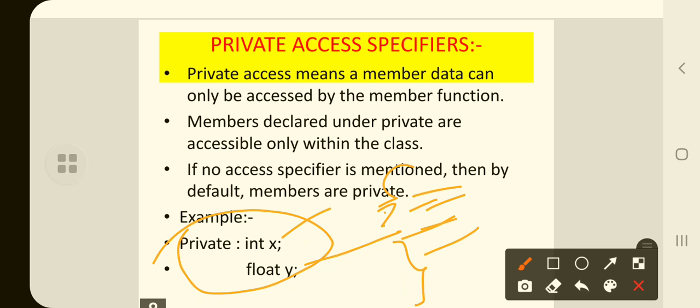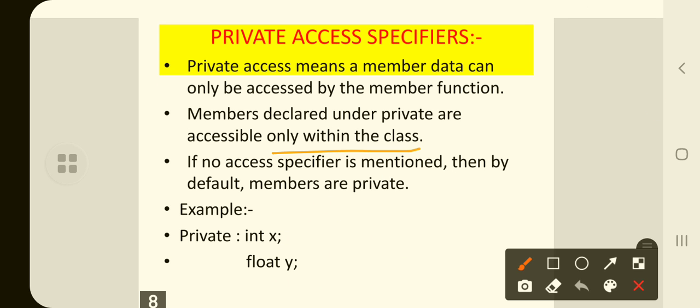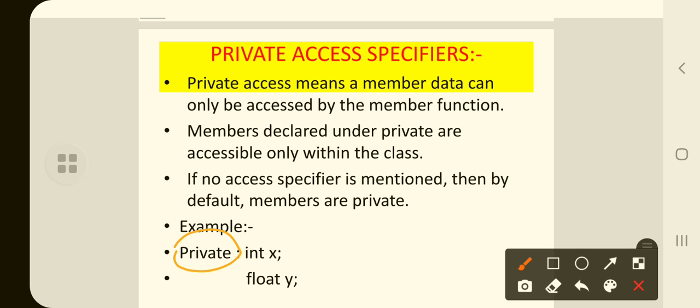Okay, students. So members declared under private are accessible only within that class. Okay. So only within that class can it be accessed. So by default, if there is no private mentioned here, in a few programs where there is no private mentioned, you have to understand that by default it will be private. Okay. So this is the information you should know regarding the private access specifier.